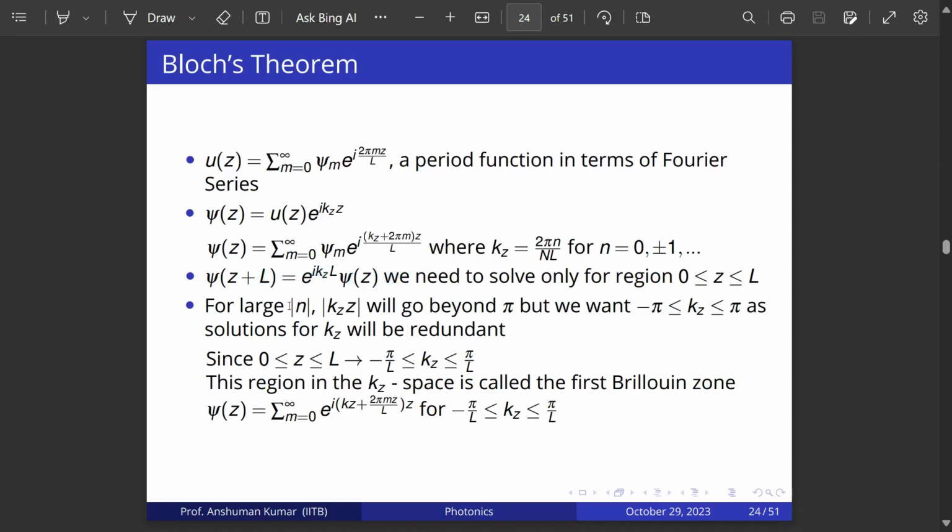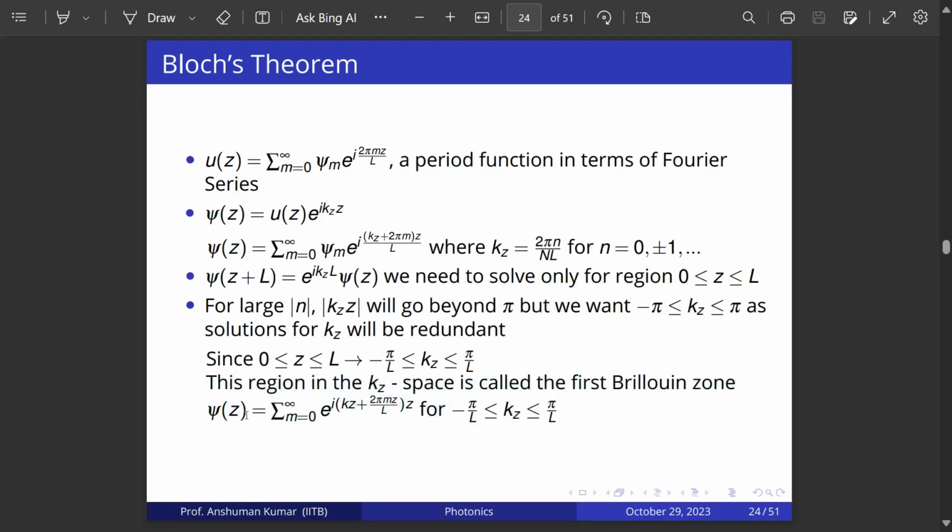For large N, kz will go beyond pi, but we want kz times z from minus pi to plus pi. This is a typo. The other solutions will be redundant, as adding just 2 pi, the phase reduces to the same thing. Since z is between 0 and L, kz can go from minus pi by L to plus pi by L. This region in kz space is called the first Brillouin zone.